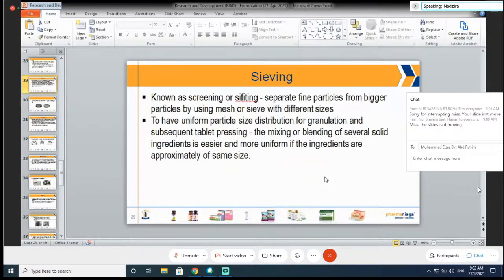Sieving is also known as screening or sifting. It is used to separate fine particles from bigger particles by using a mesh or sieve of different sizes. In simple words, kita panggil dia tapis, penapis lah. The sieving process is very important to have uniform particle size distribution for granulation and subsequent tablet pressing, because the mixing or blending of several ingredients is easier and more uniform if the ingredients have a uniform size.